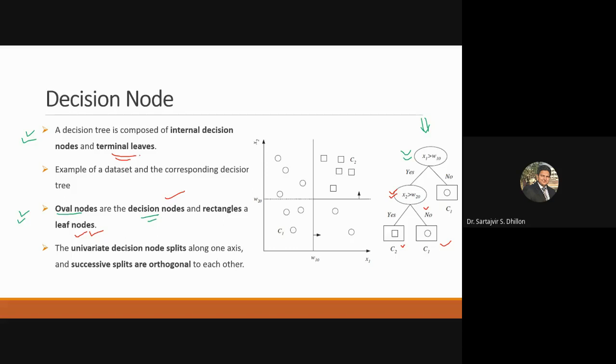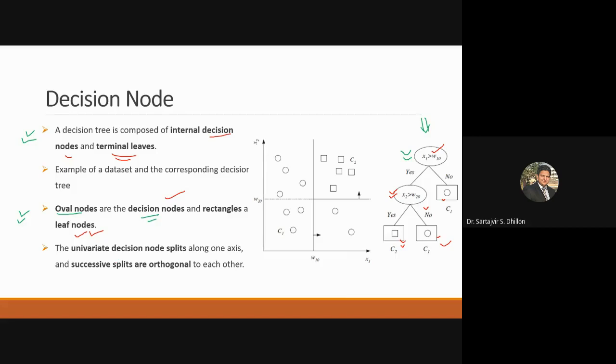That is the terminal leaves, or you can say the leaf nodes, and the decision nodes. There are two nodes: the first one is a decision node, and another one is a leaf node. The oval one is referred to as a decision node, and the rectangular ones are known as leaf nodes. So these two nodes you have to remember while performing the decision tree supervised classifier.